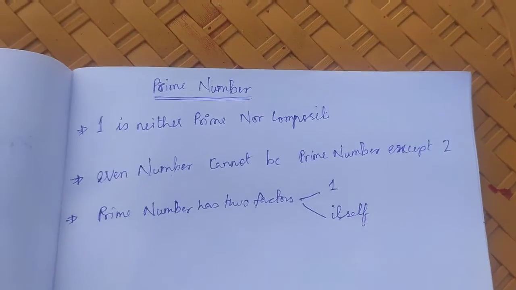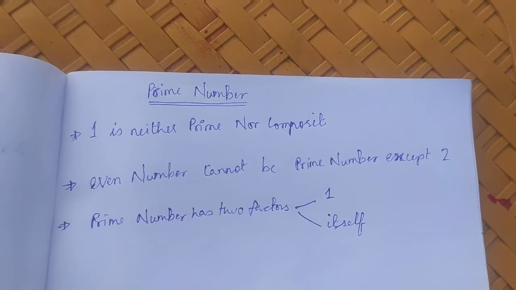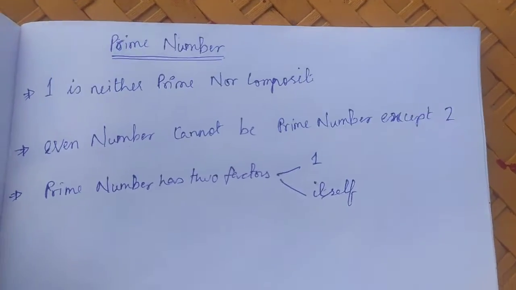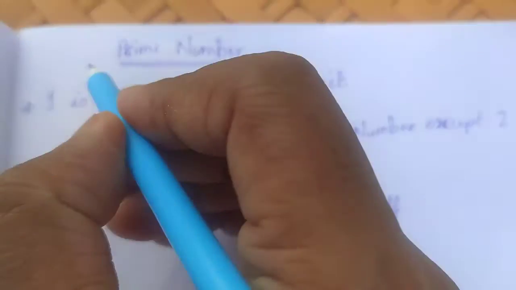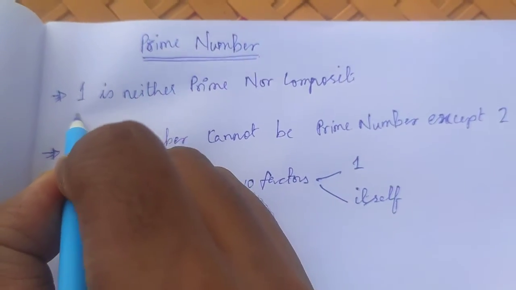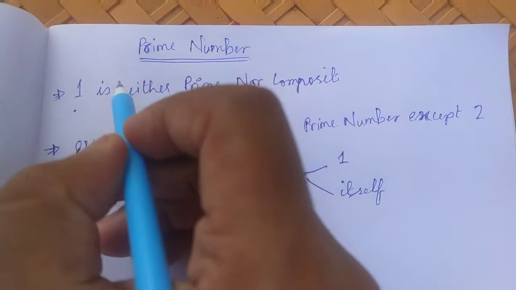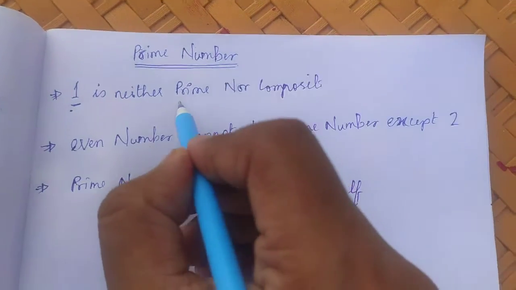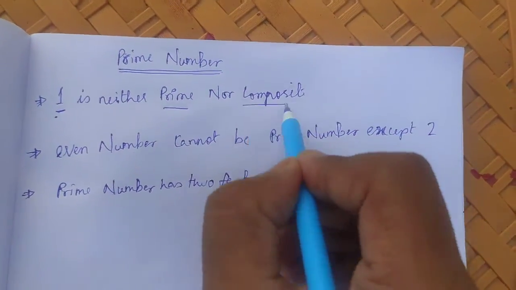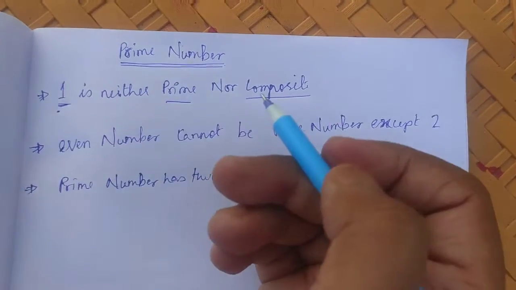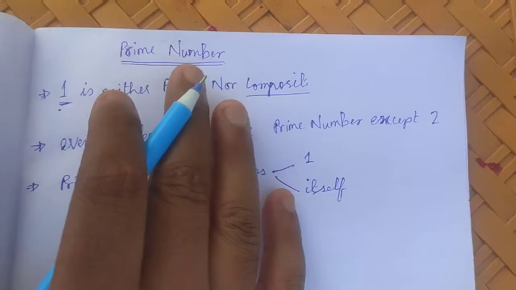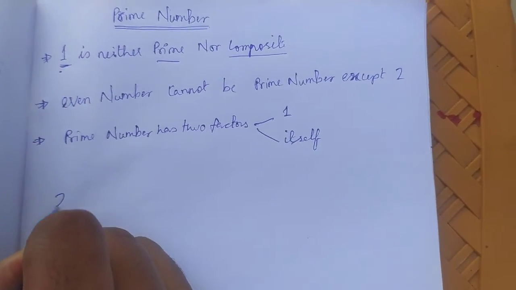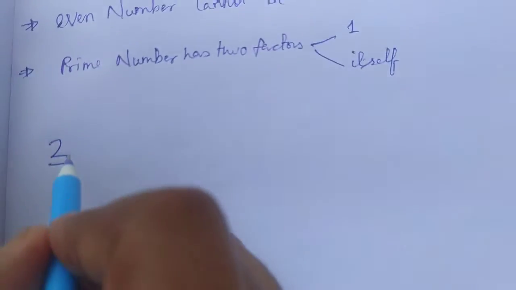Hello students, yesterday I told you about the prime numbers, but I did not tell you a few details, a few rules which are there. The first rule is that the number 1 is neither prime nor composite. So 1 we can omit it. Prime numbers always start from 2.